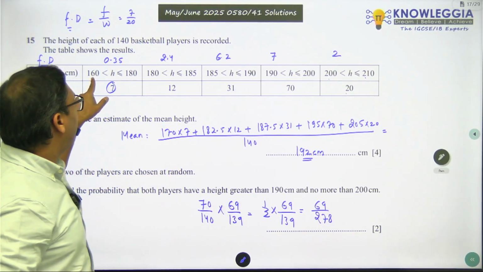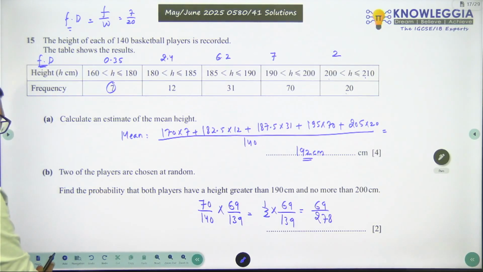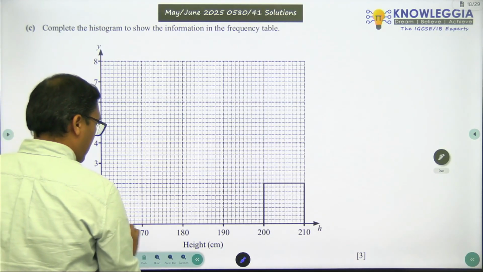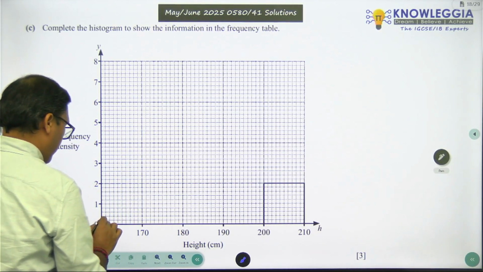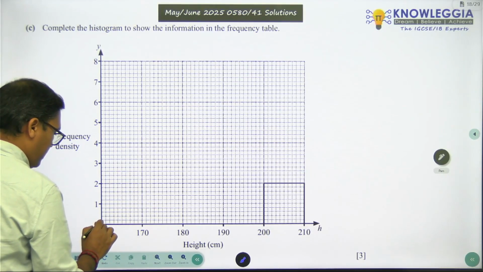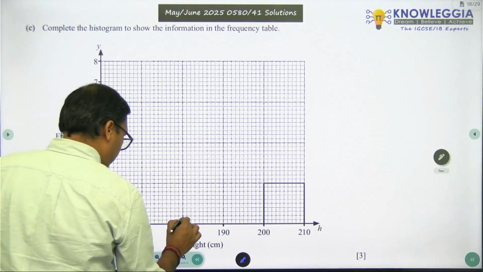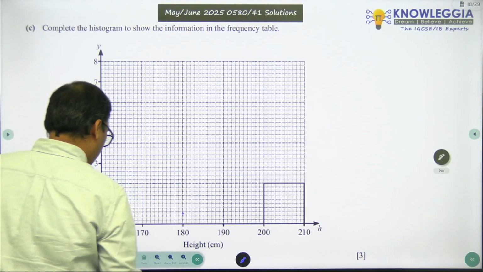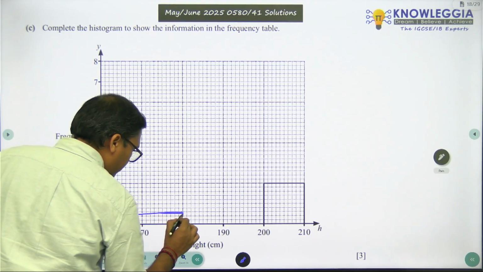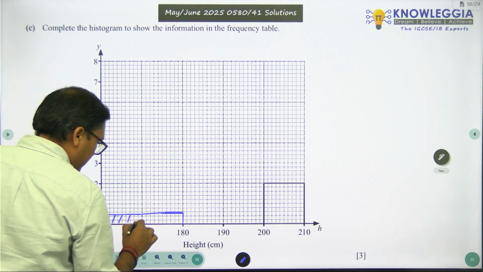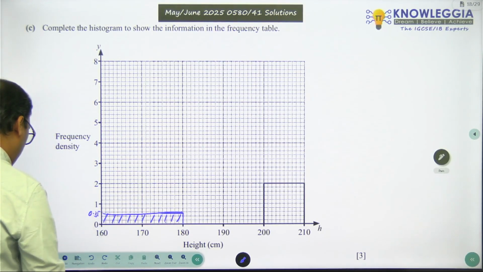So now you just have to show this. Between 160 and 180, the frequency density is 0.35. So you can see this is 0.1, sorry, 0.24, so 0.35 will be somewhere here. Okay, so we will just mark it like this. You can use a scale and shade this. This is how you have to do it. Just mark this 0.35.